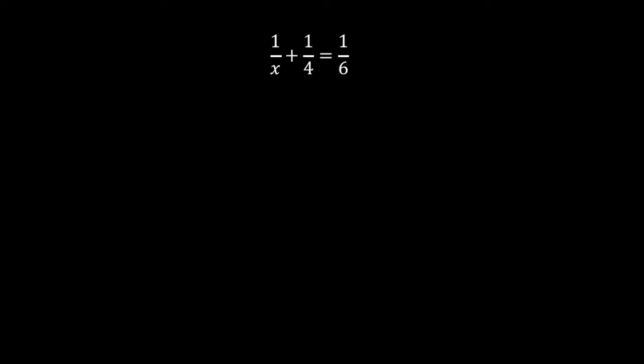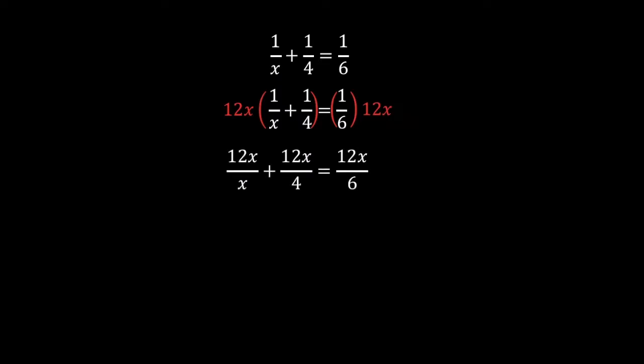In this case, our denominators are x, 4, and 6. Their least common multiple is 12x, since x, 4, and 6 can all divide 12x, meaning 12x is the smallest number which, when divided by x, 4, or 6, does not give us any fractional answer. We multiply both sides by 12x then. We distribute 12x to each term and get 12x over x plus 12x over 4 equals 12x over 6.